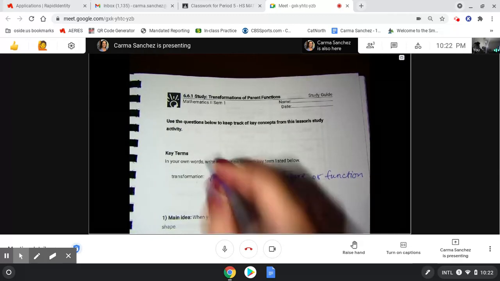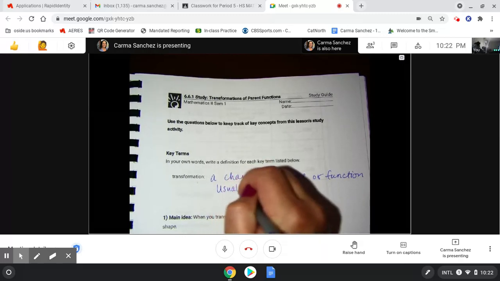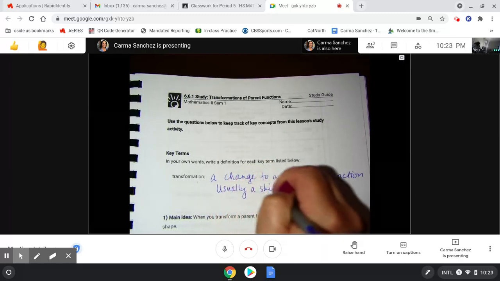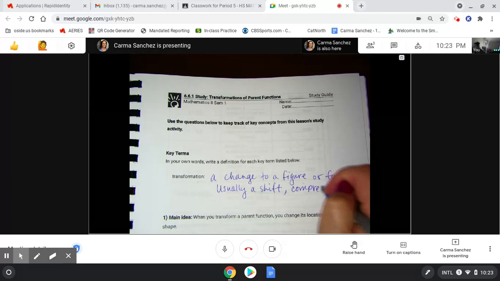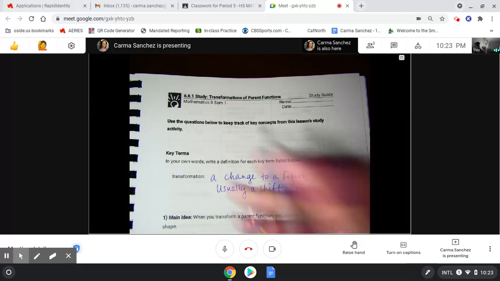Usually a shift, a compression, or a reflection of the original.